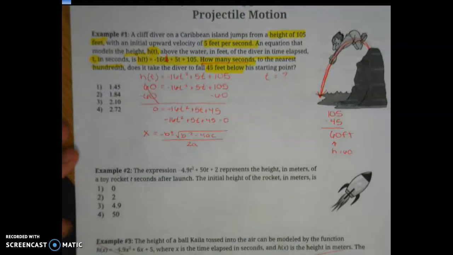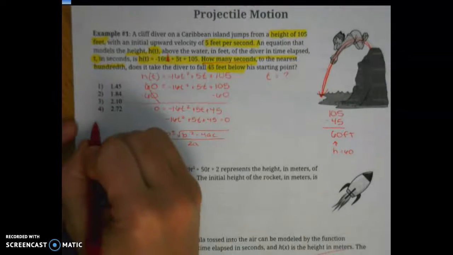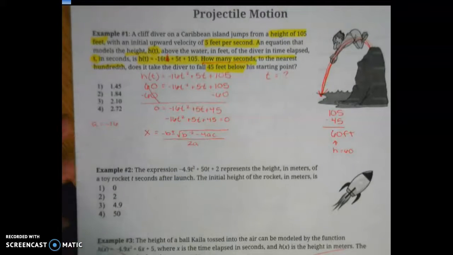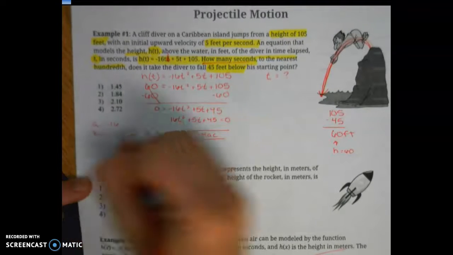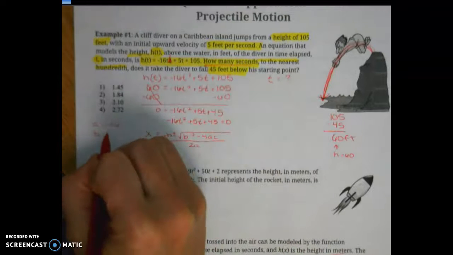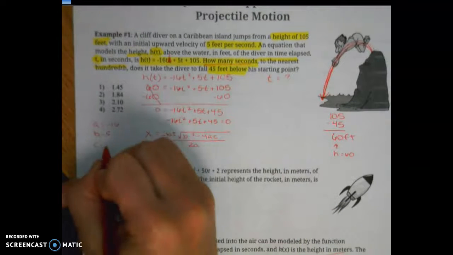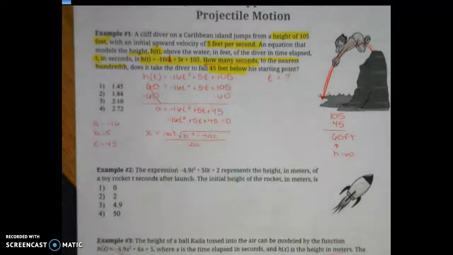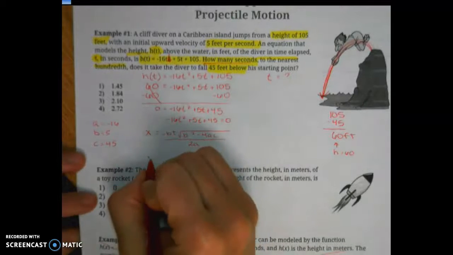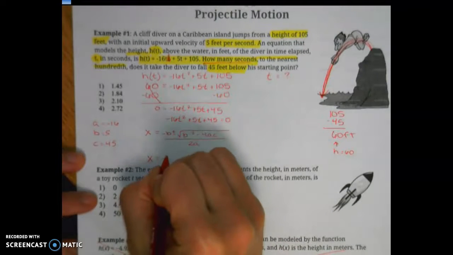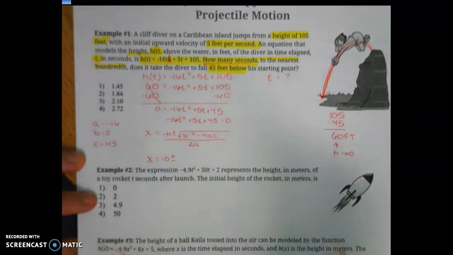Okay, so now I'm going to plug in my values for a, b, and c. So a is negative 16, b is this middle number 5, and c is my constant 45. Okay, so I'm going to go ahead and just substitute. So negative b will be negative 5, and then plus and minus.